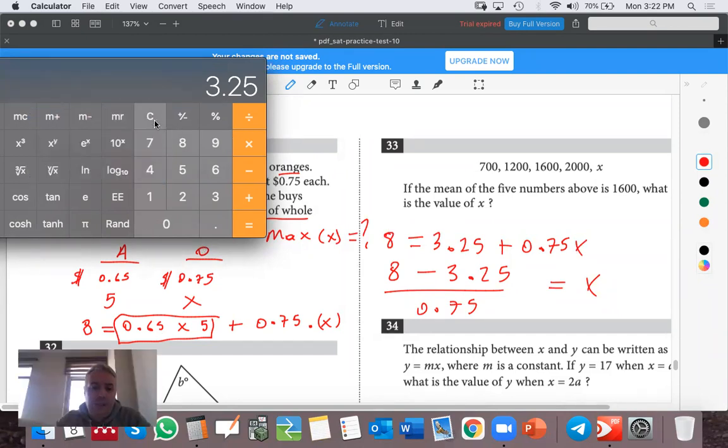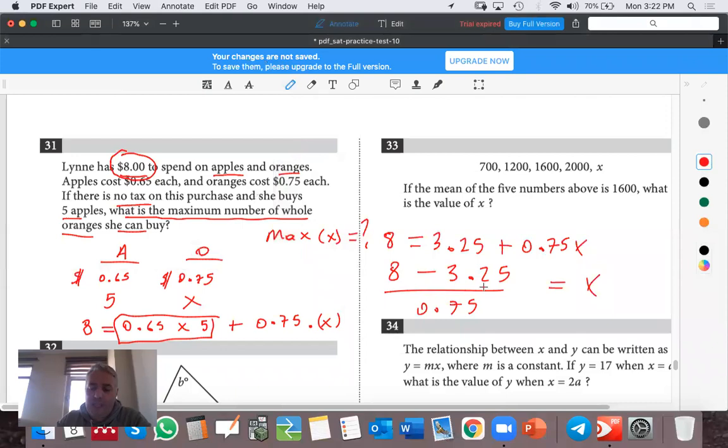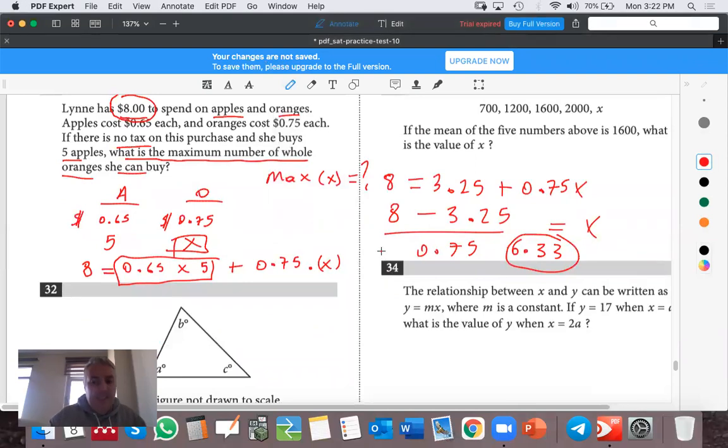So how can I do this? Let me do 8 minus 3.25 divided by 0.75. It is equal to 6.33. Be careful now. This is now 6.33. What is the question? What is the maximum number of whole oranges? So this is now x. This is now 6.33. Can I buy 6 and 1/3, or 0.333 of an orange?